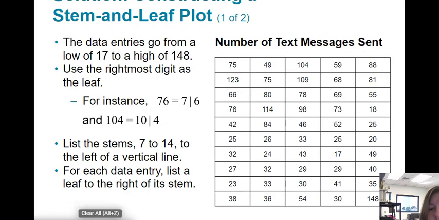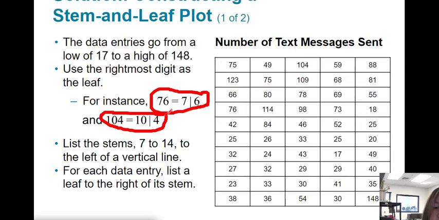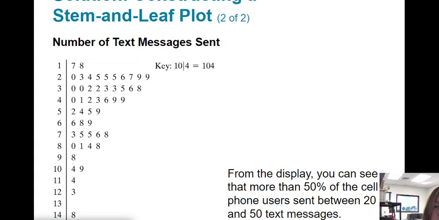We can split this up. You see 76, we're going to have the stem of 7, leaf of 6. If you have a 3-digit value, you're going to break it up into the stem being 10 and the leaf being 4. So the leaf is always just 1 digit. The stems are the ones that get bigger and bigger. So you see the following on your paper.